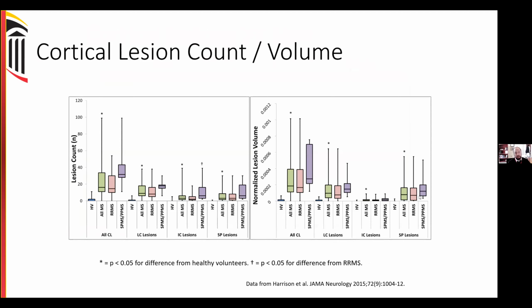In that study, we took a look at lesions in the cortex across the different MS subtypes and also compared to healthy controls. And what you can see is that the lesion count, barely see any in the healthy volunteers, but very many in the MS patients, and even more in the progressive forms of multiple sclerosis. And this is a breakdown of those by the different subtypes. And similar with volumes, barely any lesion volume in the healthy volunteers, definitely a significant amount in the MS patients, and a higher level of them in the progressive forms of multiple sclerosis.